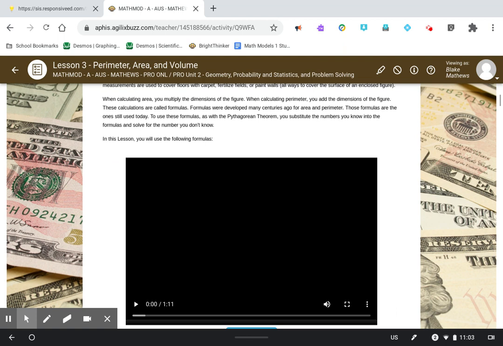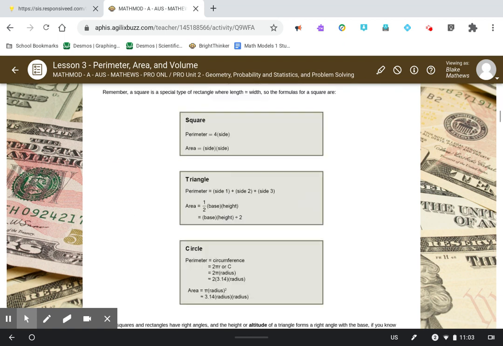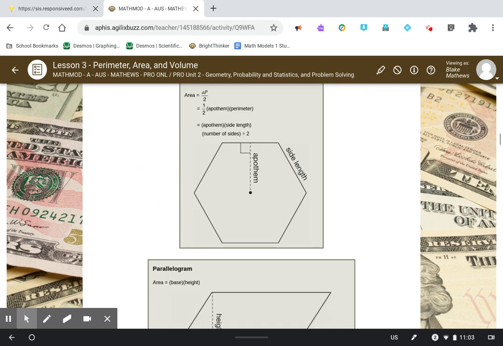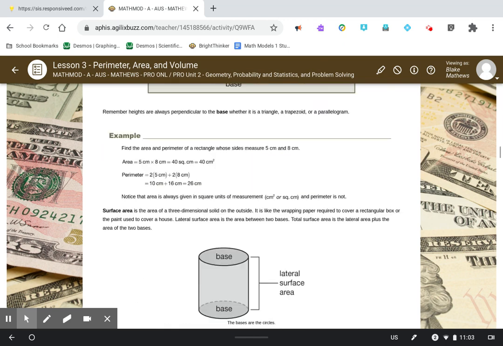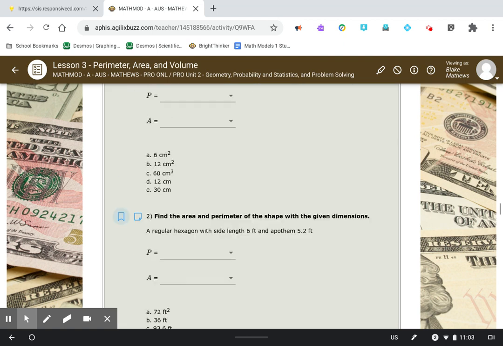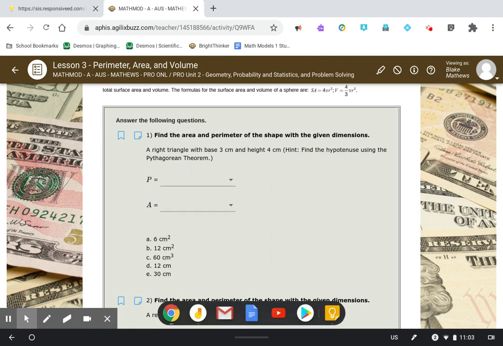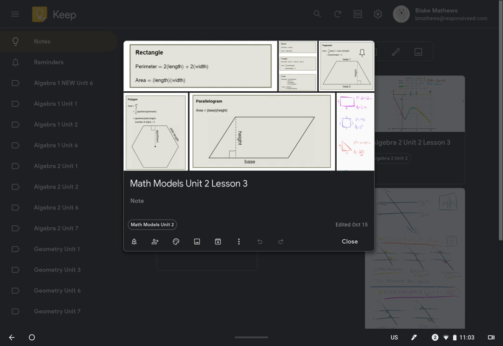So I'm going to walk through all these different formulas that you have for perimeter and area. And then we'll make sure we've covered everything in the lesson. So I'm just going to go through like this. For instance, find the area and perimeter of the shape with the given dimensions. So this is going to be a right triangle, and they ask you to find the hypotenuse using the Pythagorean theorem. So let me bring up an example here.